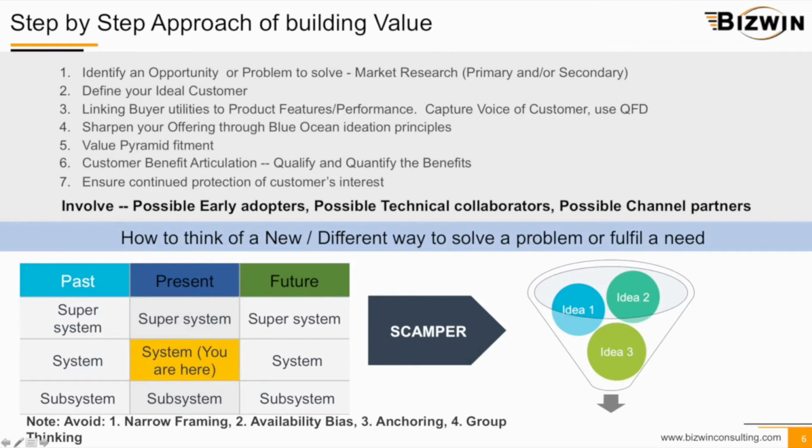Similarly, can we eliminate certain features? Can we reduce certain features and functionalities? This is how you generate the idea. It goes into the funnel, and from the funnel you take it out. When you are doing it, there are certain caveats. We always say avoid these 4 pitfalls. Number 1, don't go for narrow framing. Keep your expanse, your horizon, wider.